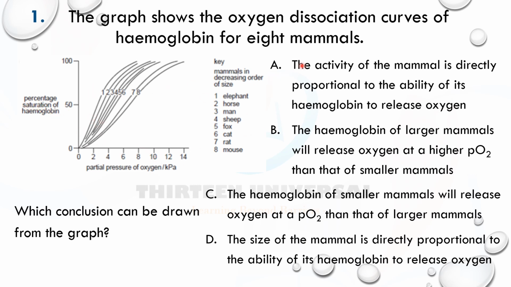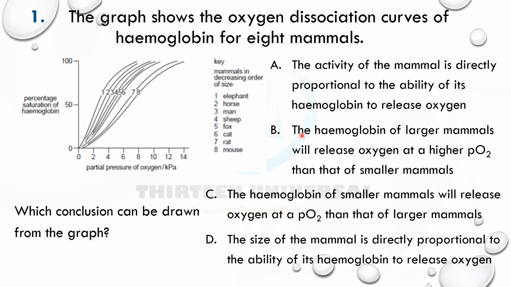Option one says the activity of a mammal is directly proportional to the ability of its hemoglobin to release oxygen. This might make sense, but we are looking at the conclusion that can be drawn from the graph, and this doesn't tell us anything about activity. It gives us no ideas about activity anywhere, so we are skipping this.